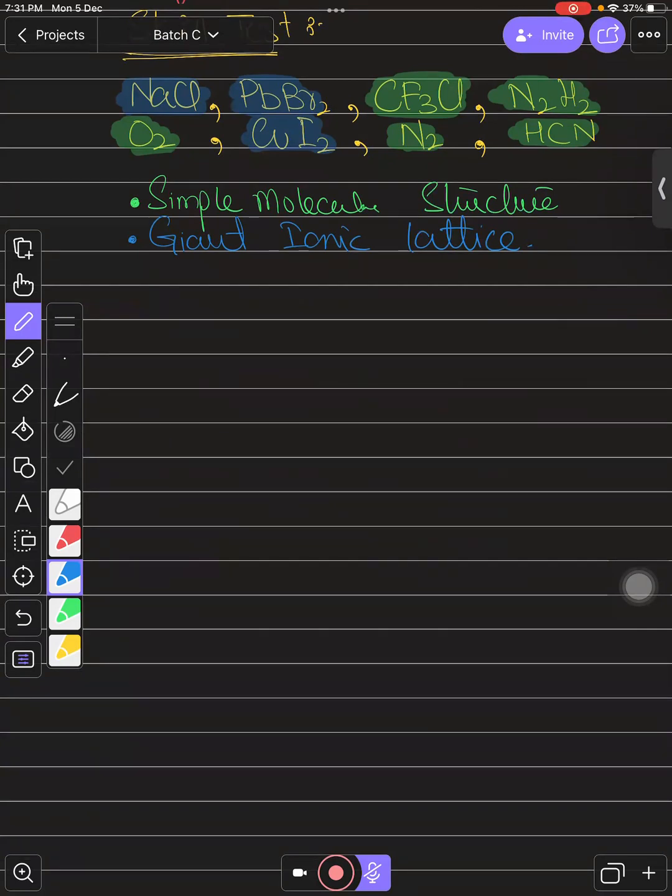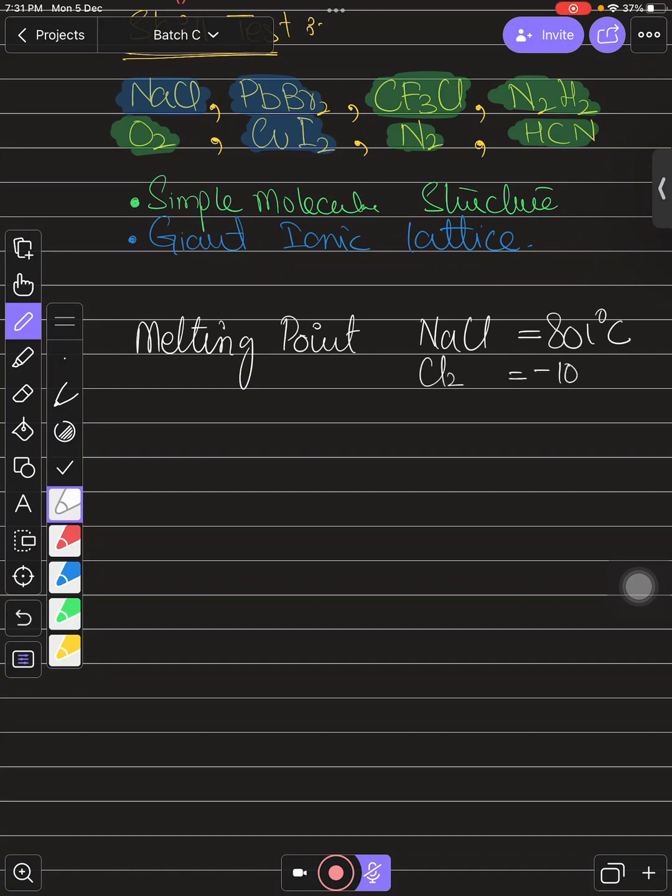Okay, so we have one question over here. Now we need to solve this. It's a very important question, and you need to understand how we can write the answer to this. Suppose we talk about melting point. The melting point of NaCl is 801 degrees Celsius, and the melting point of chlorine gas is minus 100 degrees Celsius. See, the melting points of the two are very different, right?